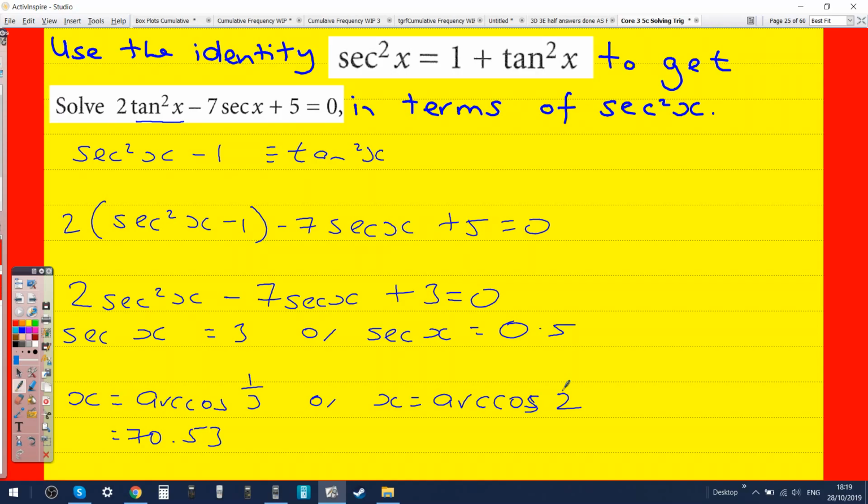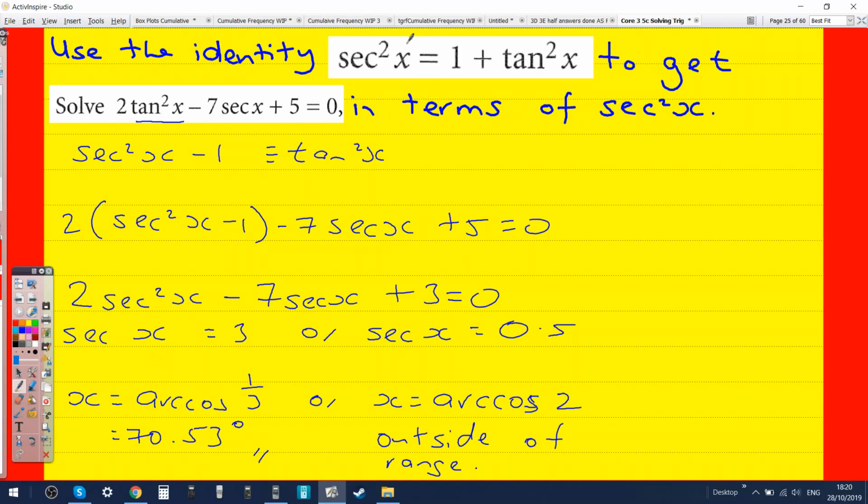Because it's greater than the limits, the boundaries. Yeah, cos graph only goes up to 1. So that's outside of the range. And so, is that everything? Yeah, I think we can stop there. 70.53 or 70.5 degrees. They didn't give us the boundary, so maybe if it was cos, we'd do 360 minus and get a second answer if they asked for it.